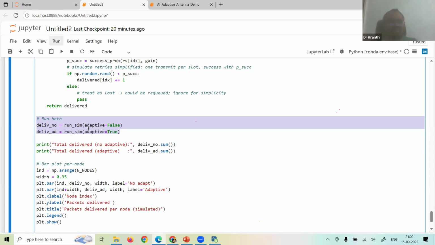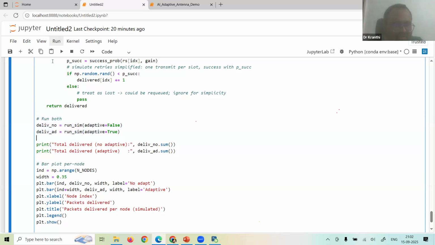So at the end of the day, when we are working with signals, more throughput in the right direction is important. So finally, I try to run this code.